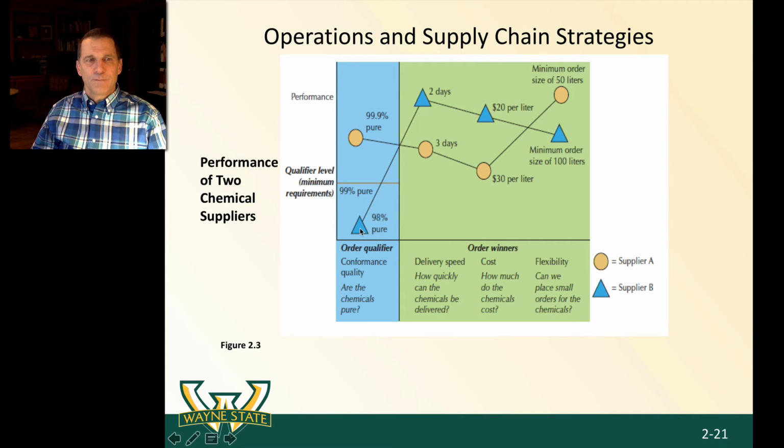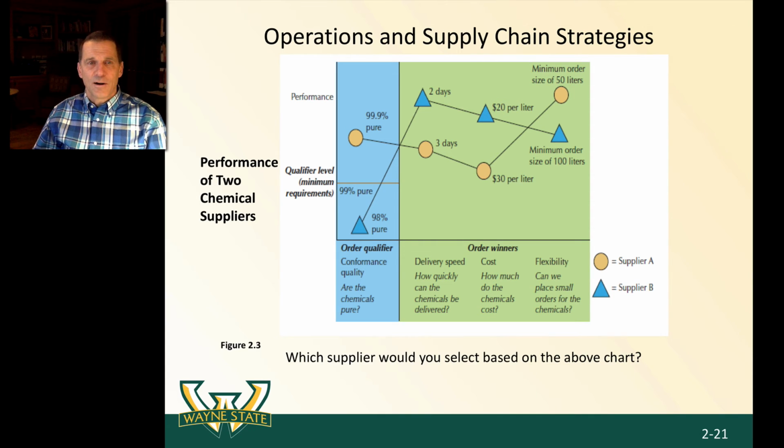The other competitor does not meet the 99% pure threshold. However, they are more competitive in delivery time and in cost, and they're not as competitive for the minimum order. So what you could ask yourself from this is, what would I do? Which supplier would I select based on the above chart? Well, based on the above chart, you've already said you will not consider doing business with supplier B because they haven't met your order qualifier level of purity.